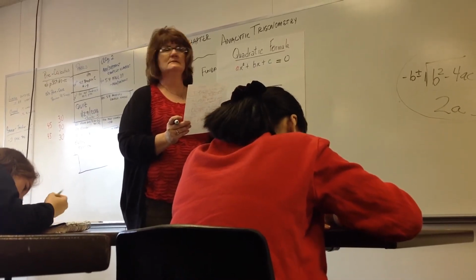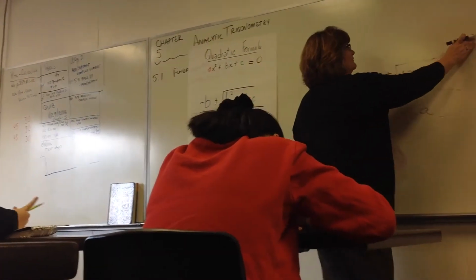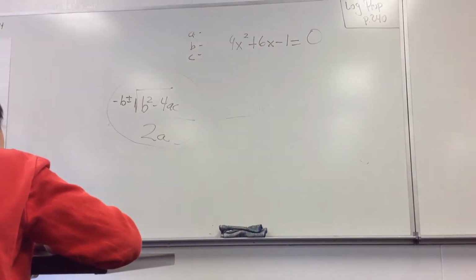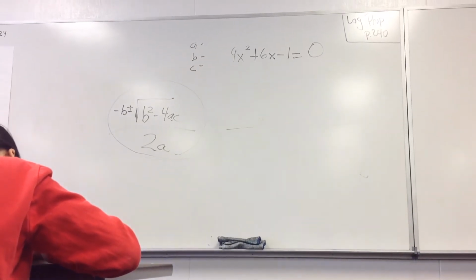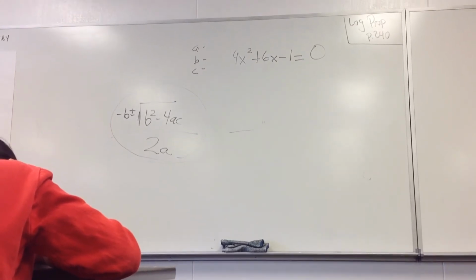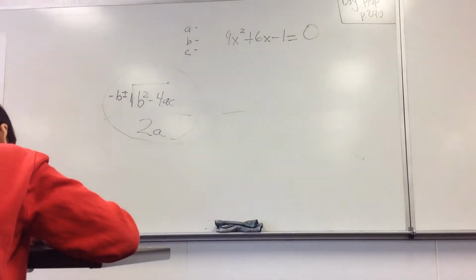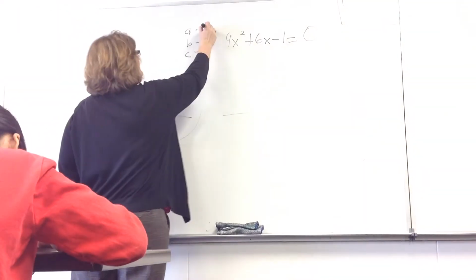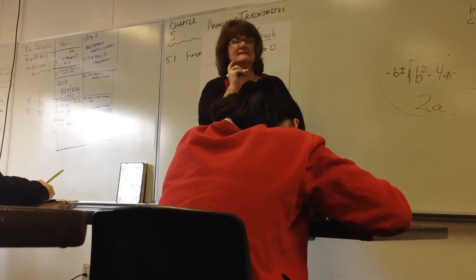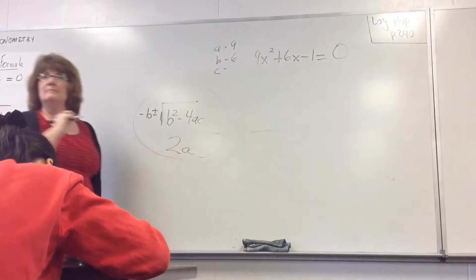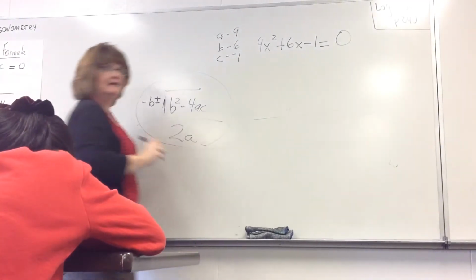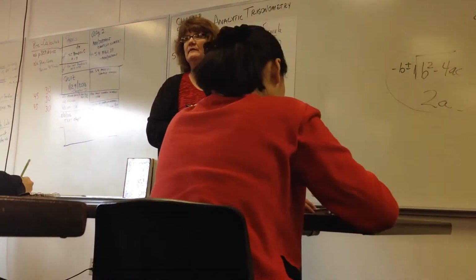All right. Let's go ahead and write down what our values are. Anna, confused a little bit? Okay. Josh? A is 9. That's a large number. Anna, what is B? 6. C? Hannah? Negative 1. That's really important. Your negatives are so important when working with the quadratic formula.